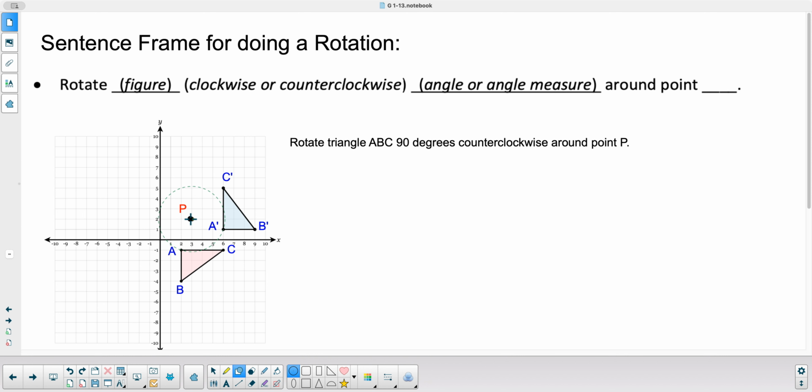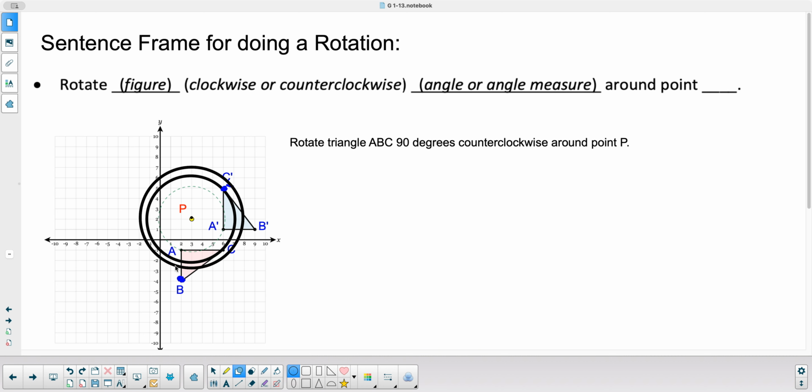We'll go through C. If you notice point C on here, there's my point C. It's going to rotate along this circle to right there. And if you look here, this from C to C prime forms a 90-degree angle. And same thing right here for B. I'd have to put a new circle up here.